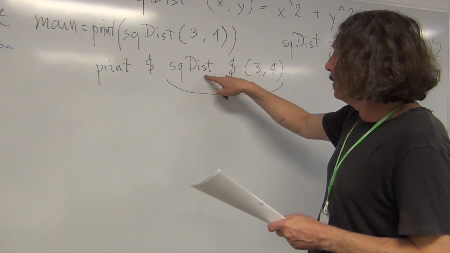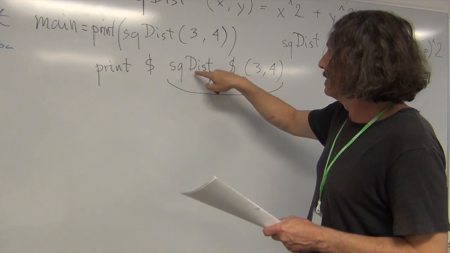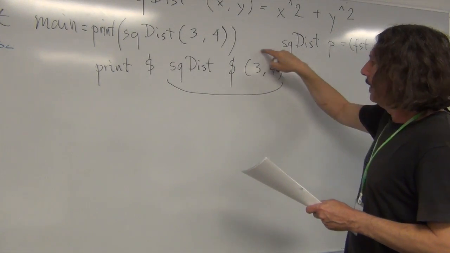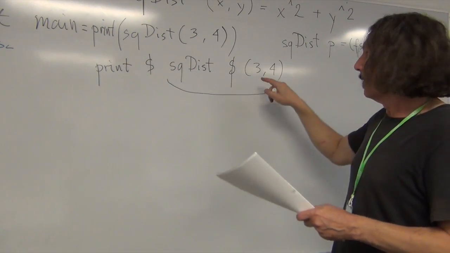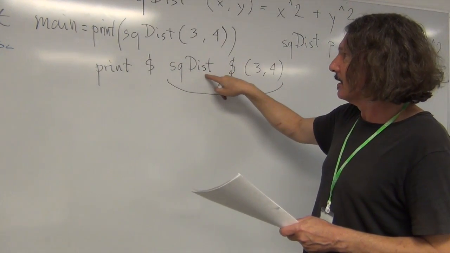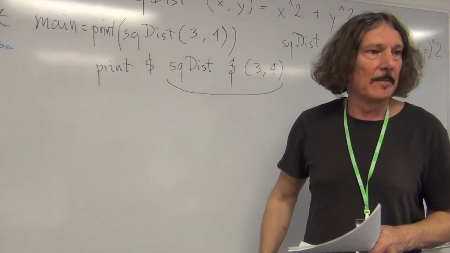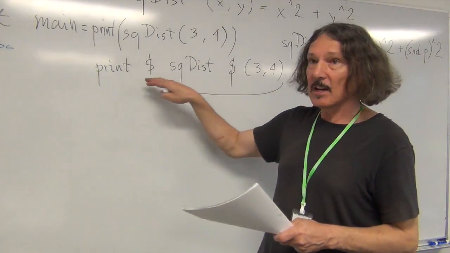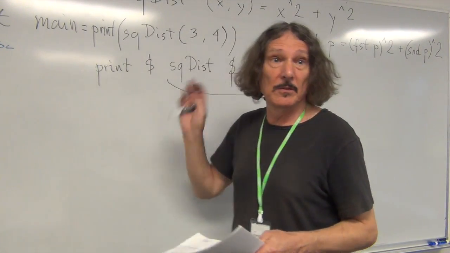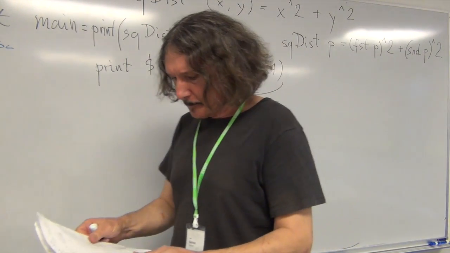And then this will be evaluated, and since there's a $ sign, it means this function will be called with this argument after this is evaluated. So it will first create the pair, then pass this pair to square distance, get the result, and pass this result to print. Okay? So this is very common syntax in Haskell if you want to avoid too many parentheses.